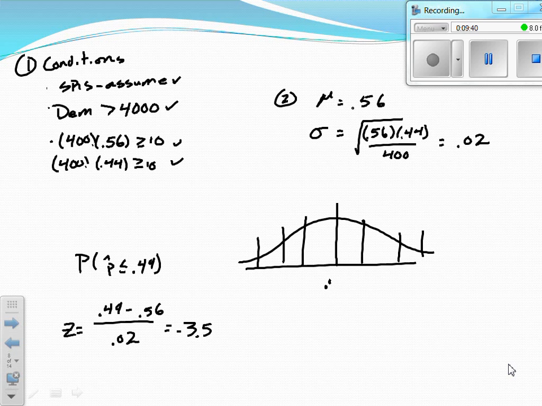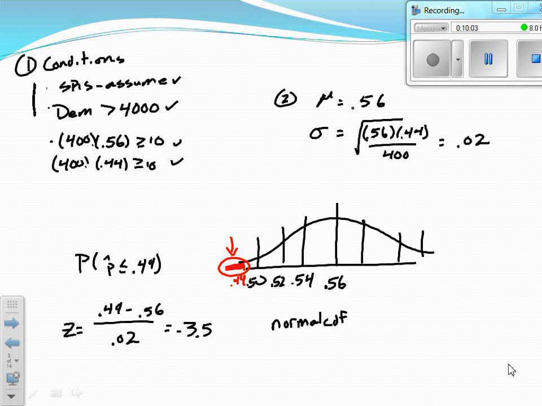If we put this onto a curve, we'd realize that 0.49 is right here. So this is a very low probability. Very quickly, since this is a normal curve, we could use our normal CDF. And because all of these conditions are essentially met, we got it. So we're going from negative infinity up to 0.49.